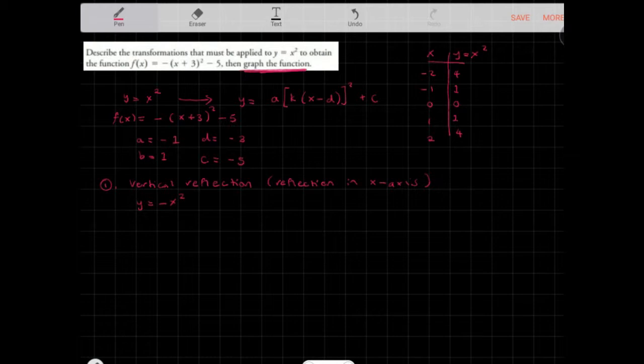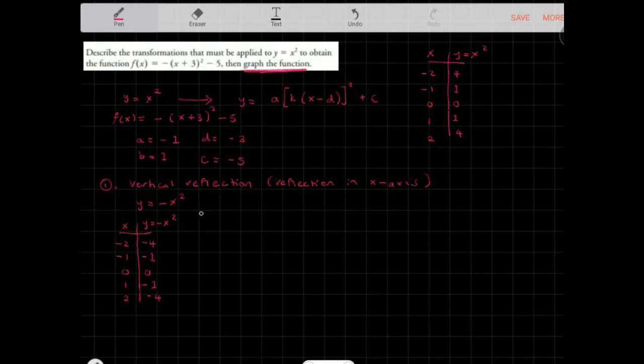Okay, and a vertical reflection, what's going to happen here is that all of the y values will become negatives. Your x values won't change. So vertical transformations will not change the x values, right? So in this case, I'm going to copy down my x values from my previous parent function, and now we're going to have basically y is equal to negative x squared. Okay, so you're going to see negative 4, negative 1, 0, negative 1, and negative 4. Okay, so that's what happens to our points when we apply this transformation.